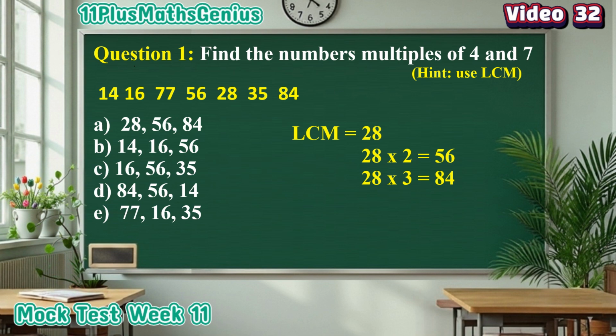the lowest common multiple. Now if we check the answers, we can see that 28, 56, and 84 are in there. And if we look at A, we can see 28, 56, and 84 are in there as well. So we pick A for question 1.